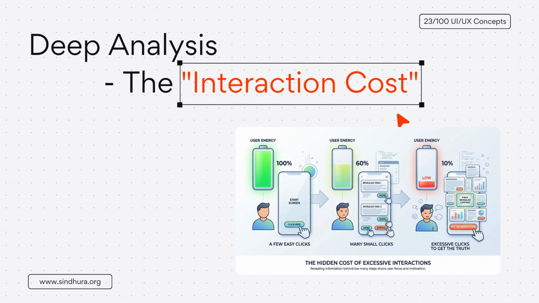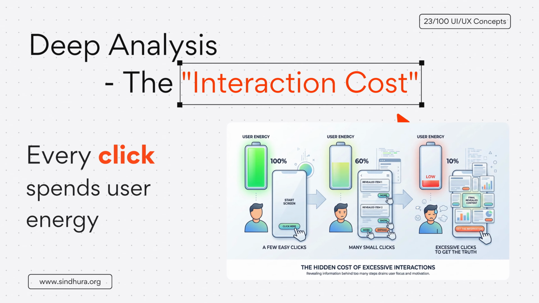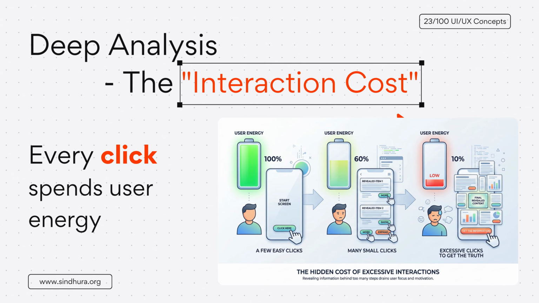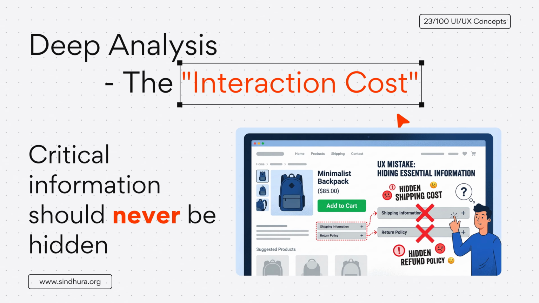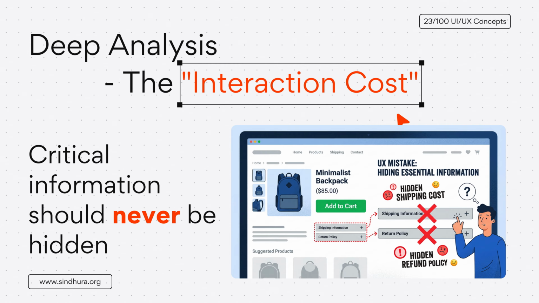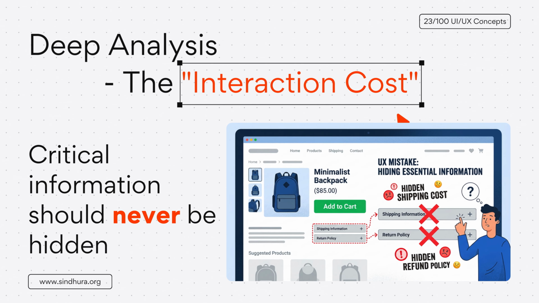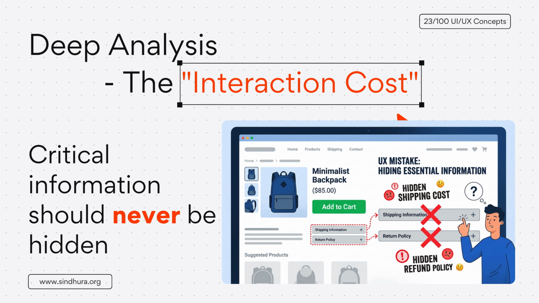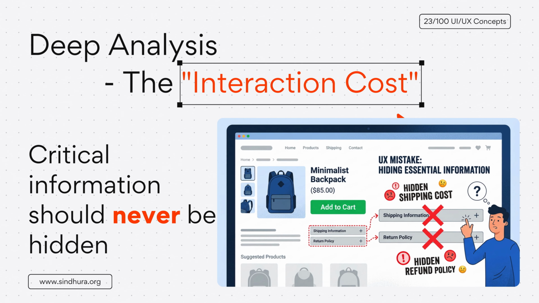Here is the senior level deep dive for 2026. Interaction cost. Every time you force a user to click to reveal content, you are spending their energy. If the content is critical to making a purchase decision, like shipping costs or refund policies, do not hide it inside a tab or an accordion. Put it right on the screen. Out of sight literally means out of mind. Users will not hunt for information. If they don't see it, they assume it doesn't exist.